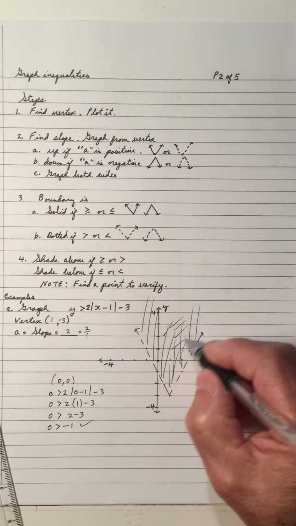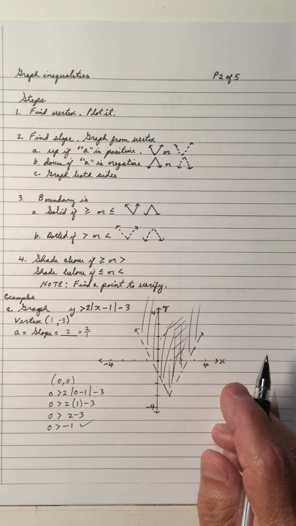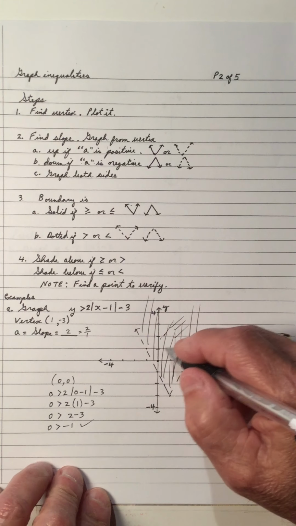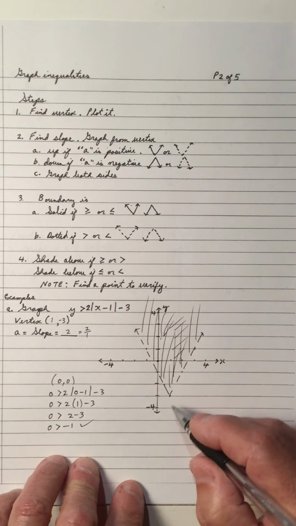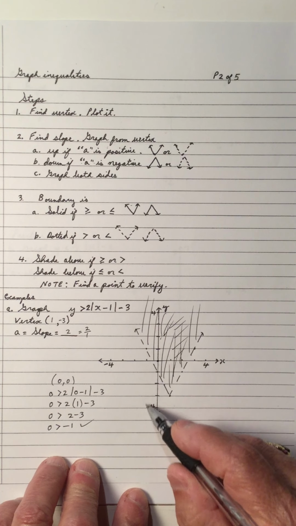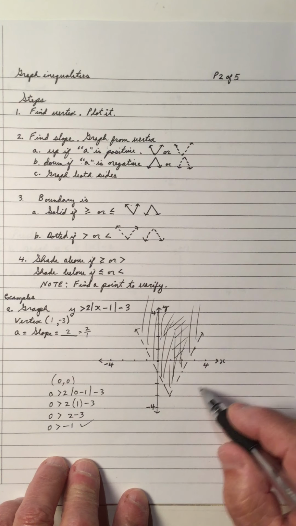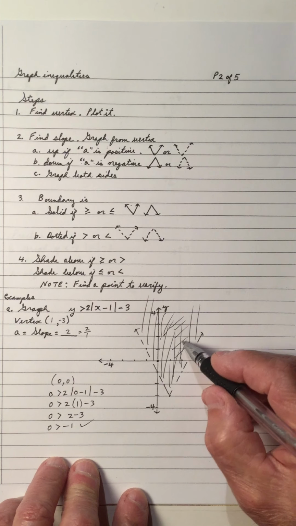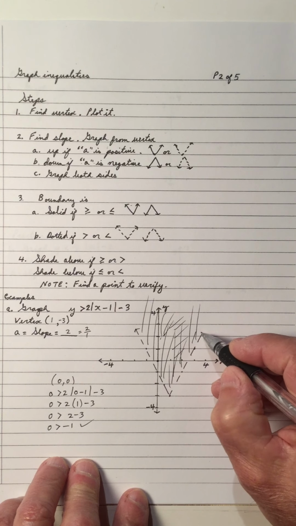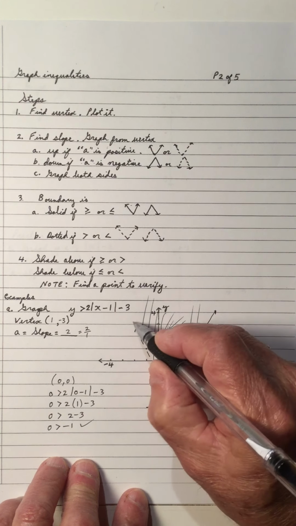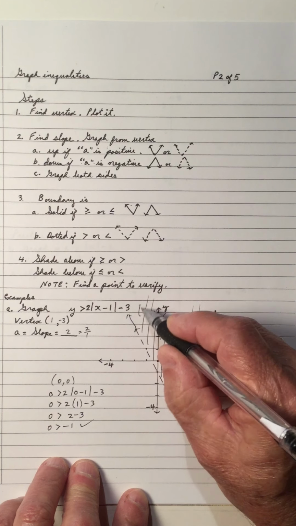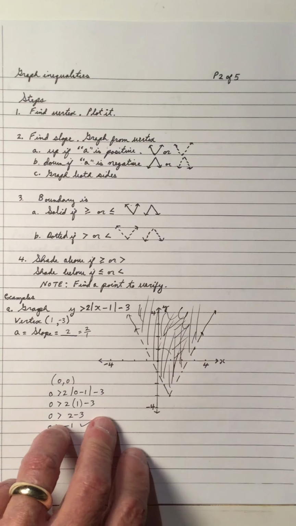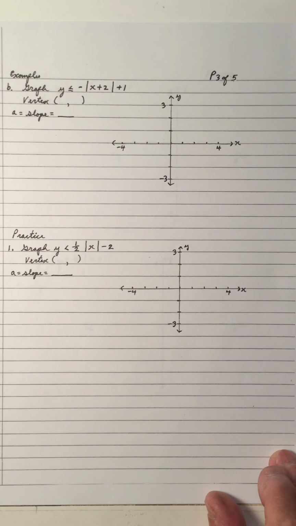So that's shading in above here, not down here. If you picked any point out here, it would not satisfy the inequality. This goes on and on and on, so any point here satisfies the inequality. Okay, let's do another one.